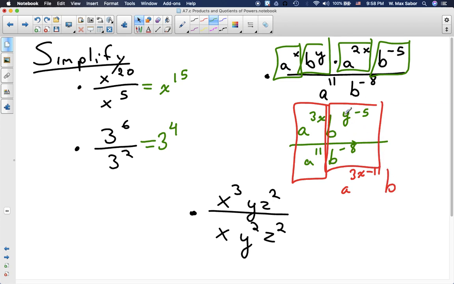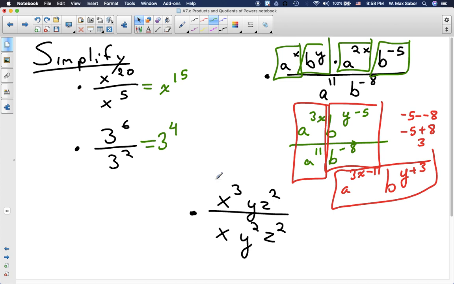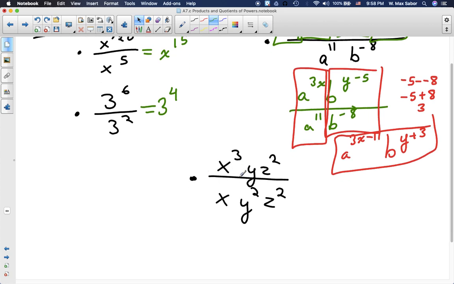b to the, let's see, y minus 5 minus negative 8. Negative 5 minus negative 8 is negative 5 plus 8, which is positive 3. So y plus 3. And then here, when there's no exponent listed, that's an exponent of 1. So this is 3 minus 1, is x squared.